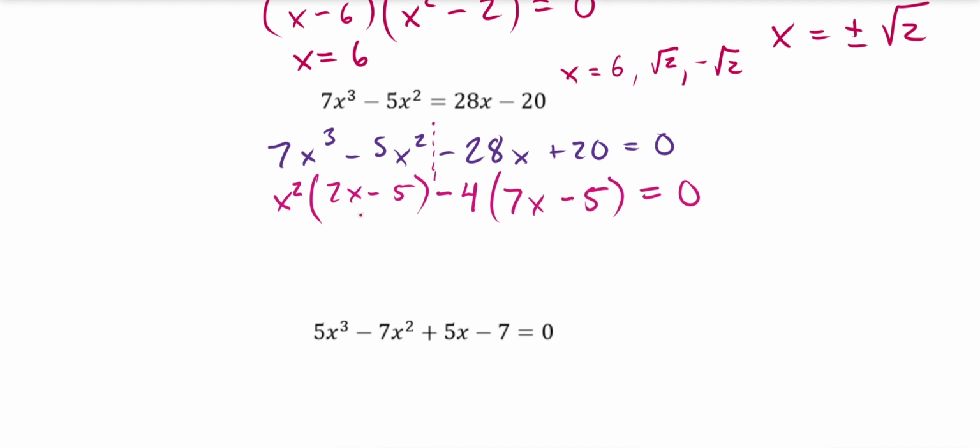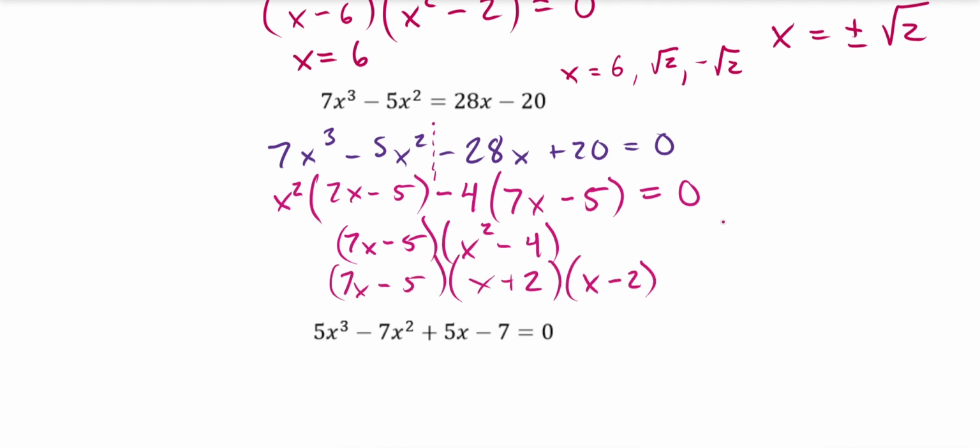If you were to attempt this method and you were unable to get matching terms, you would have to abandon that method because that's a requirement for doing factoring by grouping. It's now that I have this repetition of 7x minus 5 as a term that I can pull that out front and write this as a single x squared minus 4 as its companion factor. X squared minus 4 is the difference of squares, and so it factors as such.